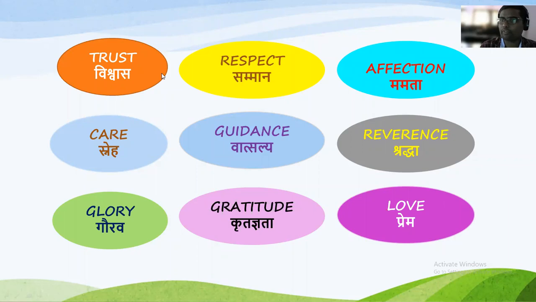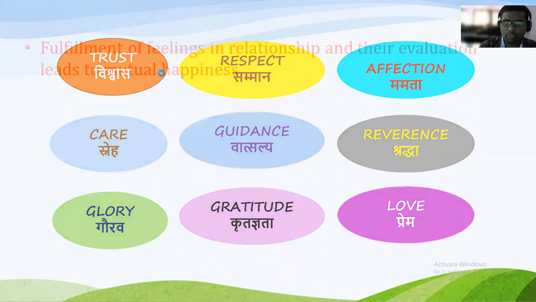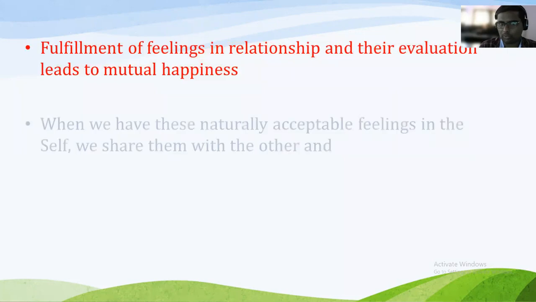Number 3, affection, ममता. Number 4, care, स्नेह. Then guidance, वात्सल्य. Then reverence, श्रद्धा. Number 7, glory, gaurav. Then gratitude, कृतज्ञता. And then the last one, we call it a complete value, love, prem. Now we are going to discuss these values one by one.